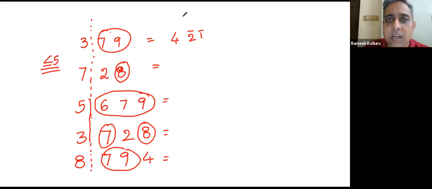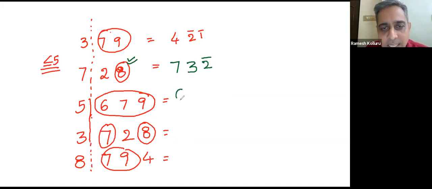Okay. Now I'm writing for you. So it is 7, 2 becomes 3. Only the number this is changed. So 2 becomes 3 and 2 bar here. So here all things are changing. So I'm changing 6 here. So 5 becomes 6 and 6, 7, 9 becomes 3, 2, 1.